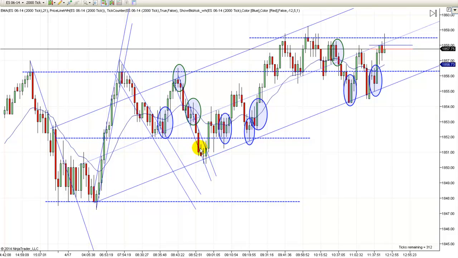And then you get your measured leg down here, and then you're working on a leg similar to this one, back up to the upside.